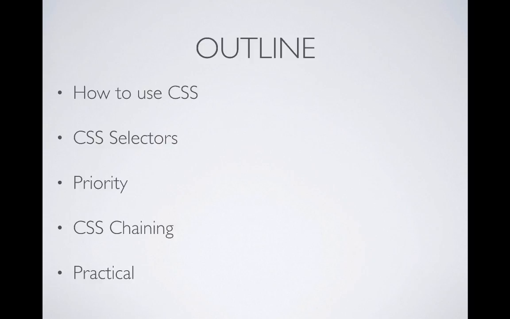This is the basic outline of CSS that we will learn. First, we look at how to use CSS, then the CSS selectors, before moving on to priority and CSS chaining. Lastly, we will try some practical real case scenario, once again with our WordPress blog.